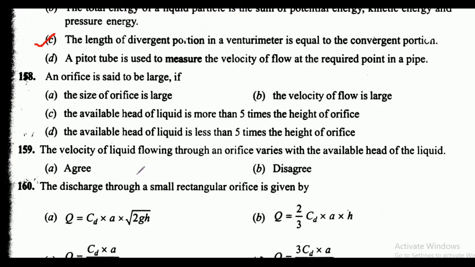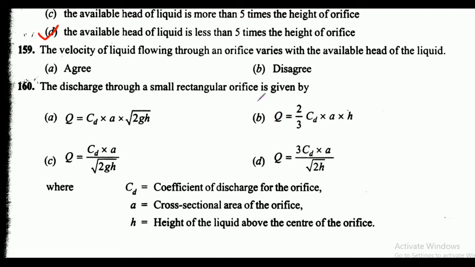Next is an orifice is said to be large if. Here friends, these are the options, and here correct answer is option D, that is the available head of liquid is less than 5 times the height of orifice. Next is question number 159. The velocity of liquid flowing through an orifice varies with the variable head of the liquid. Options are agree or disagree. So here friends, correct answer is option A, that is agree. This statement is correct.